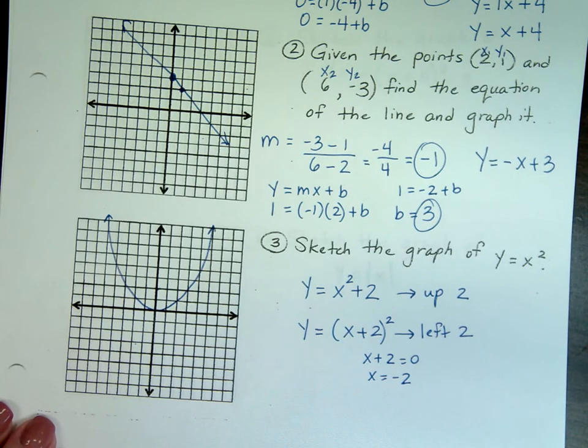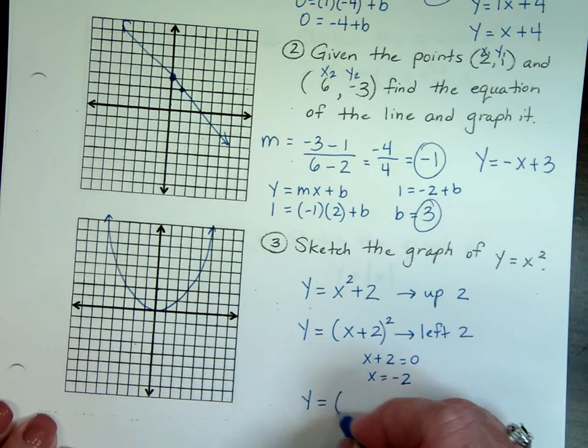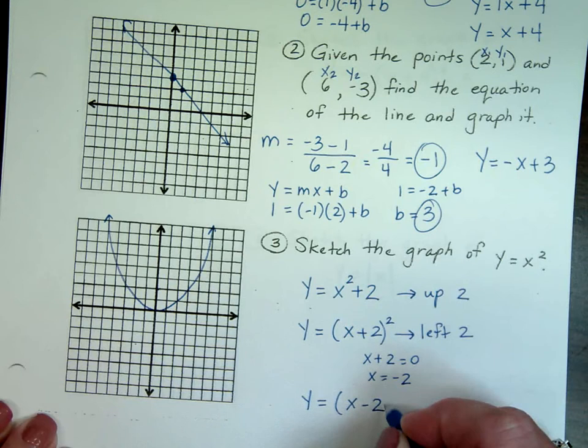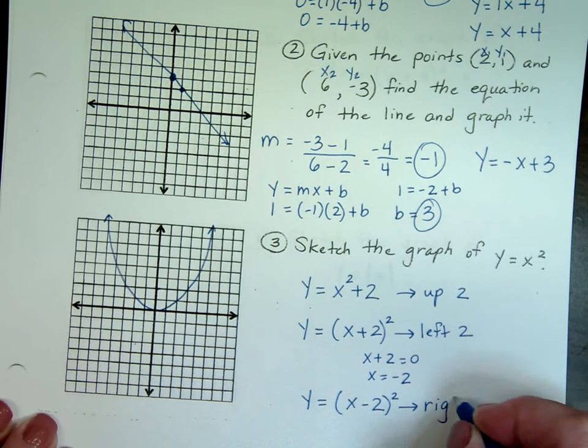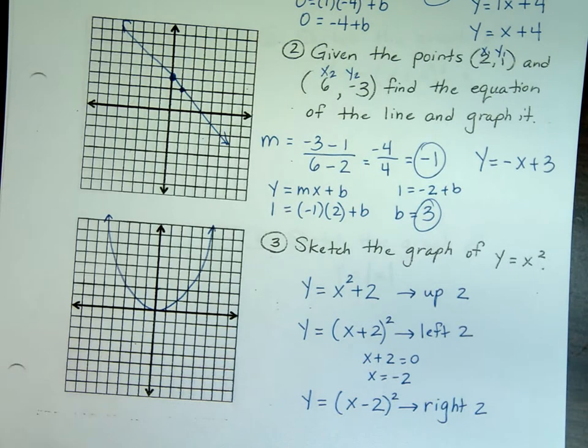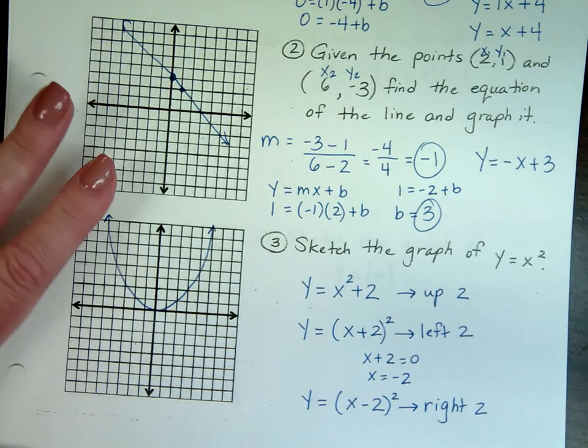Which means that if I had this, y equals x minus 2 squared, that's going to be actually moving right 2. Again, it might be opposite of what you would think it would be, but that's really what it does.